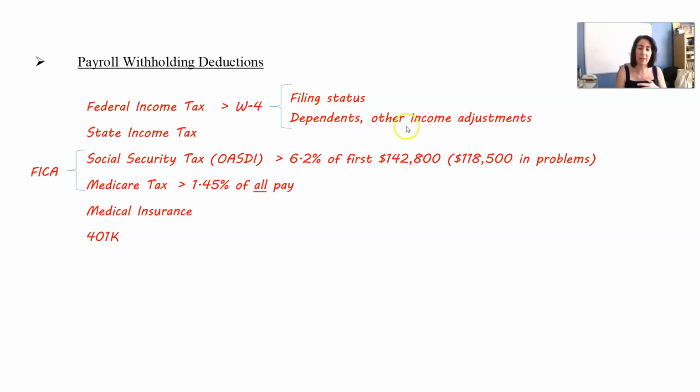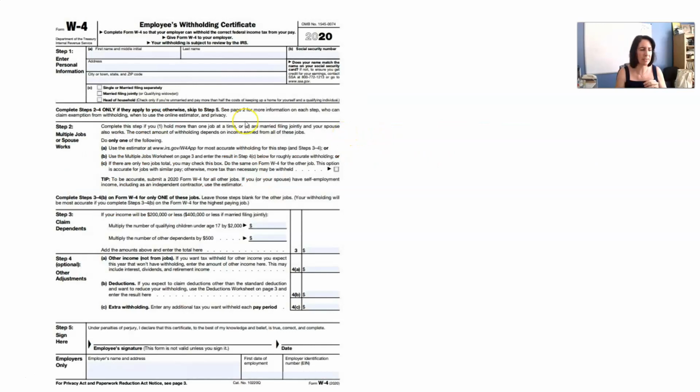You indicate dependents. You have other income adjustments. There's a lot going on in this form. We're just going to hit the basics of it. All right. So this is what your typical W-4 form looks like. At least this is 2020's version.